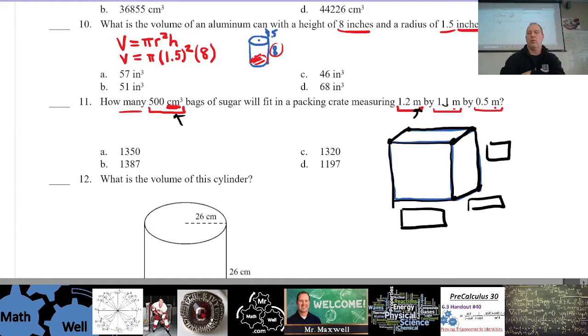Then we'll get a total volume. Now that total volume isn't going to be the answer.